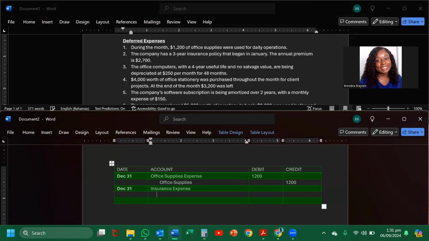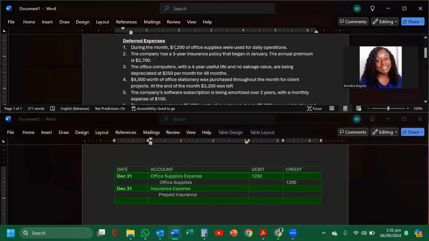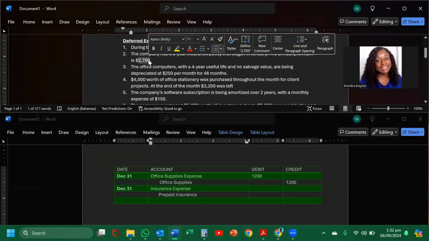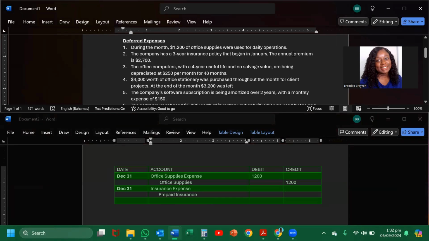And then I'm going to be crediting my prepaid insurance account because again, I am reducing the amount of insurance based on the usage over time. And so how do I know what the numbers are here? I know that based on the sentence itself. It says it's a 3-year insurance policy. The annual premium is $2,700. If something is an annual premium, that means it's for a 12-month period.